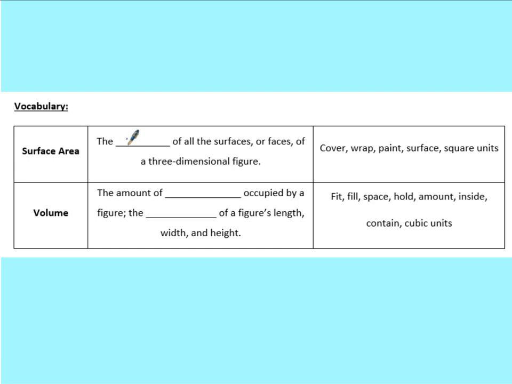Surface area is the sum of all surfaces or faces of a three-dimensional figure. Remember that sum is what we use when we're talking about addition, so you can just put a plus sign in parentheses there. Some keywords that go along with surface area are cover, wrap, paint, surface, and square units.